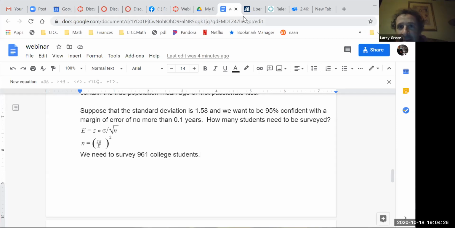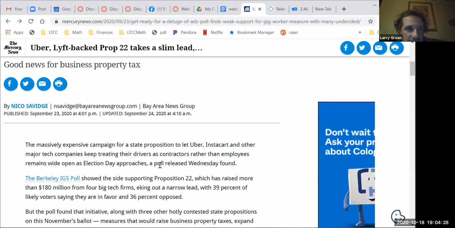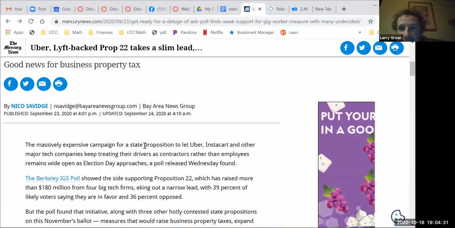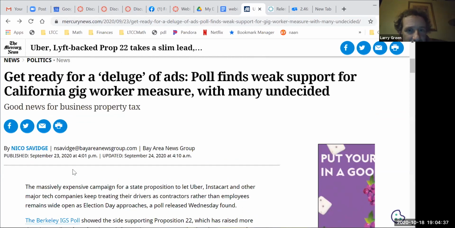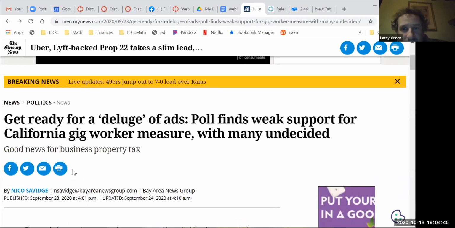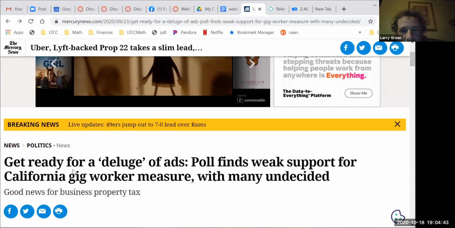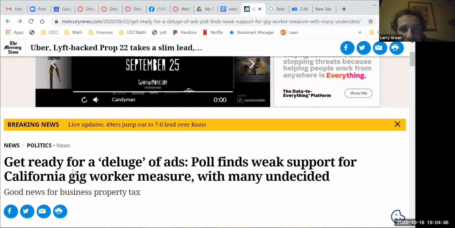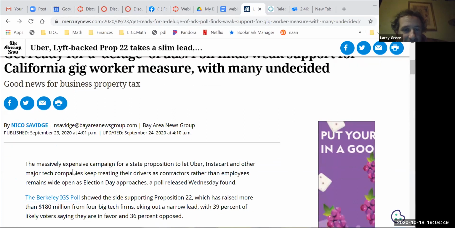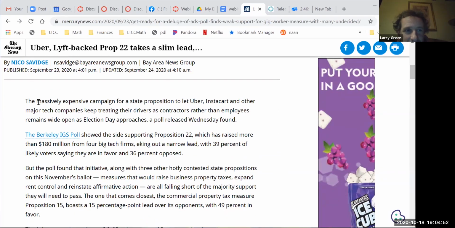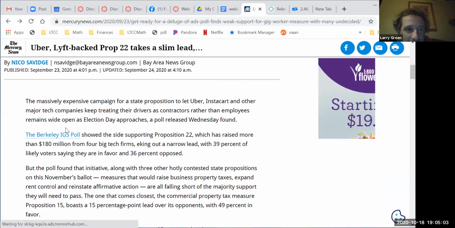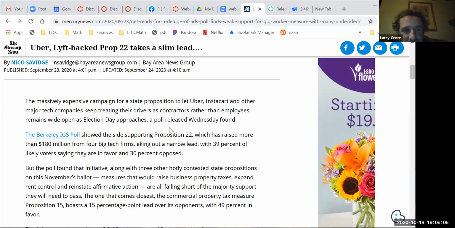So let me give you an example. This is the San Jose Mercury News. It says poll finds weak support for California gig worker measure with many undecided. So the massively expensive campaign for the state proposition to let Uber, Instacart, and other major tech companies keep treating their drivers as contractors rather than employees remains wide open as election day approaches.